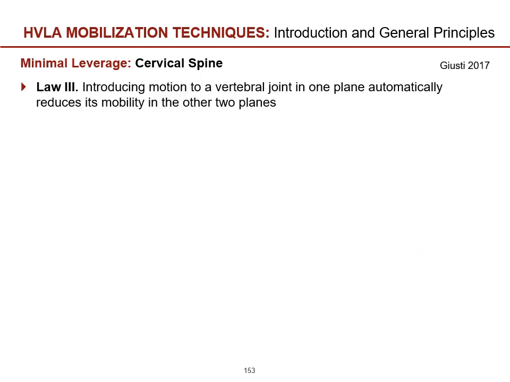Okay, so let us consider Fayette's third law. Introducing motion to a vertebral joint in one plane automatically reduces its mobility in the other two planes. For instance, if we rotate our head to the right, then we will no longer have as much side bending and/or flexion or extension of the cervical spine as if our head was in that neutral position. And this is going to be helpful when we consider the secondary and even tertiary levers that we apply to create this minimal leveraging positioning.